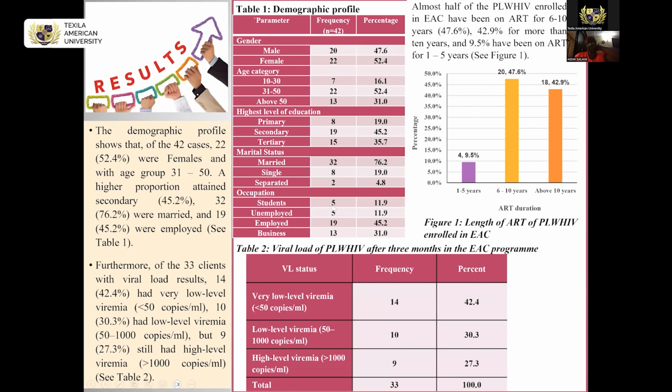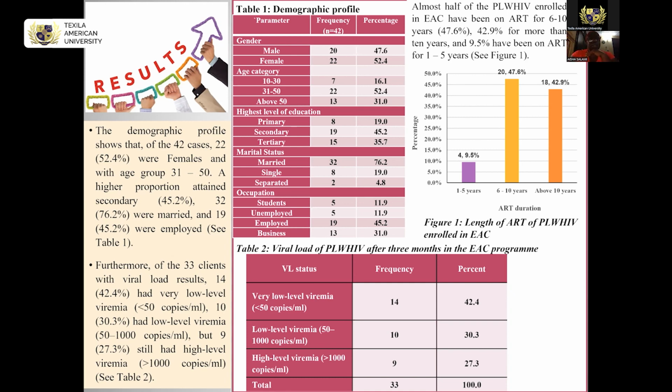So these are the results. The demographic profile shows that out of the 42 cases, 22, which is about 52.4%, were female, with an age range of 31 to 50, and a higher proportion attained secondary school, which is about 45.2%. Then 32, which is about 76.2%, were married, and 19, which is about 45.2%, were employed.